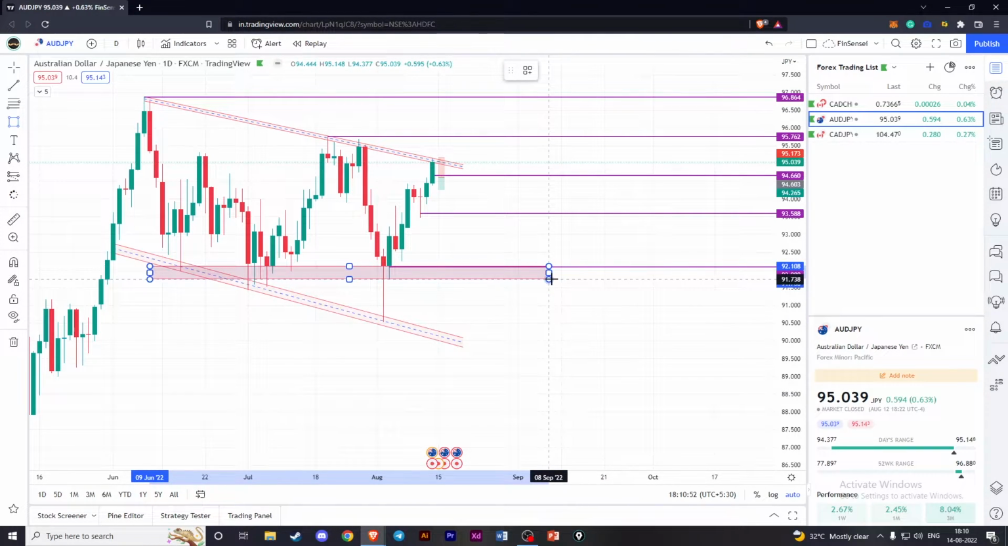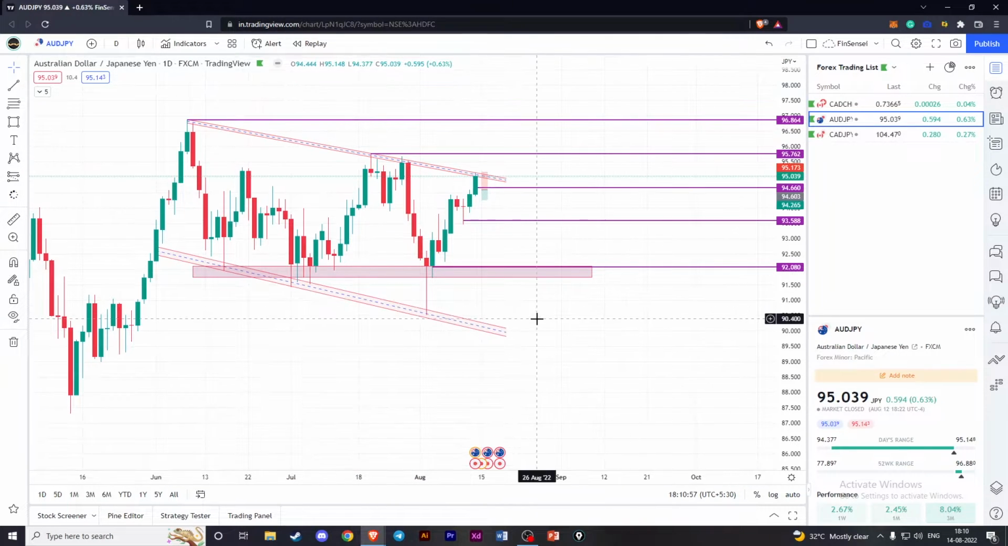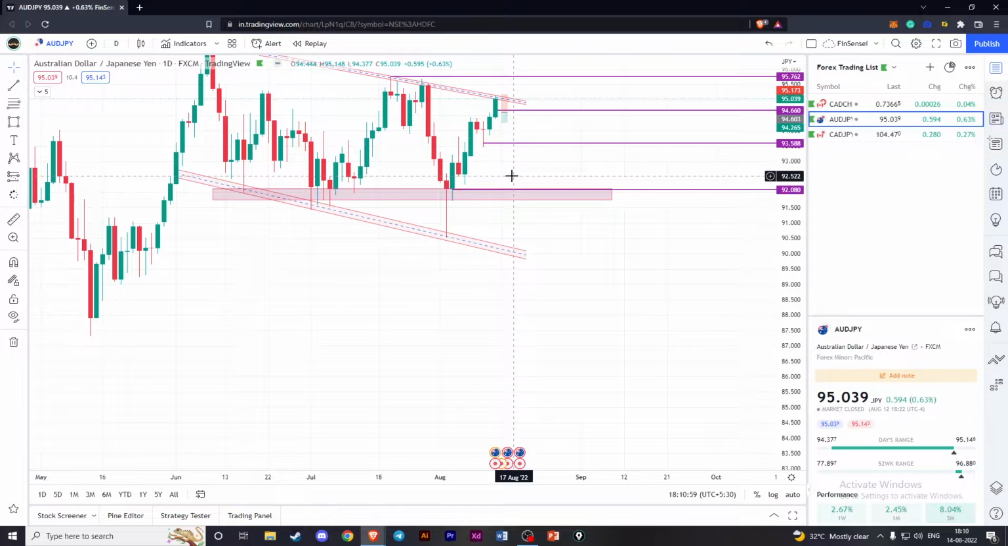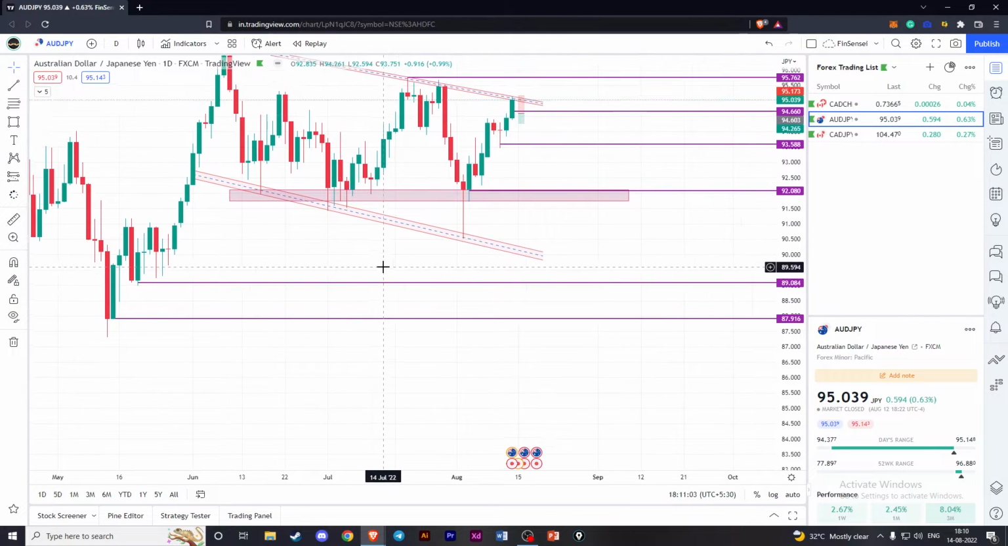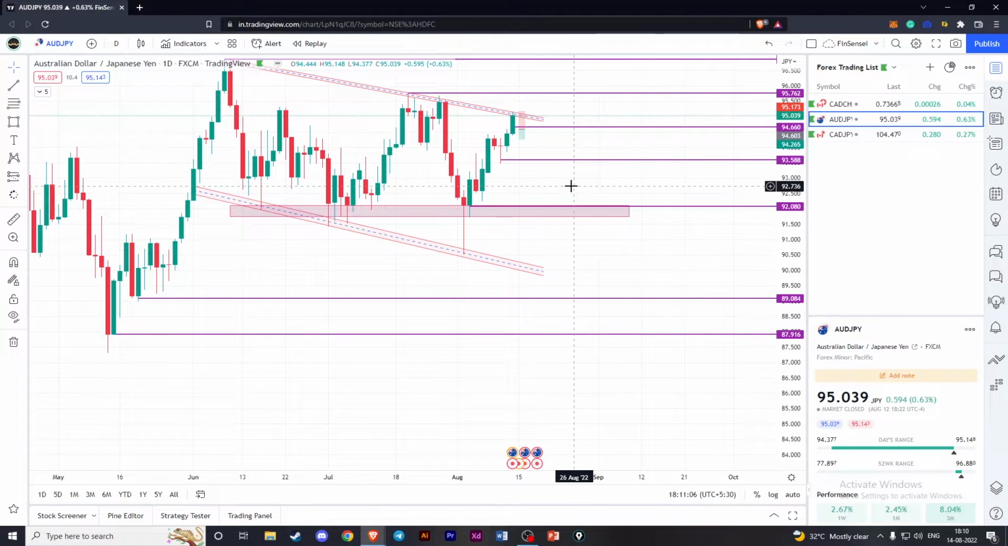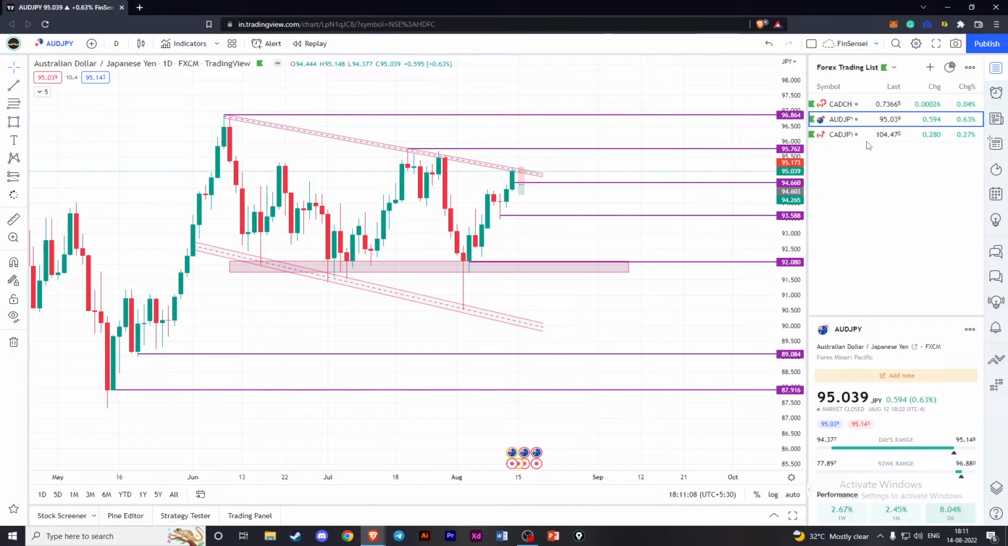So what we can do is, if the price breaks these resistance levels and gives a candle closure, we can just trail our stop loss and try to achieve these targets, because by that point the price will be very bearish. So that's all for Australian dollar versus Japanese yen.